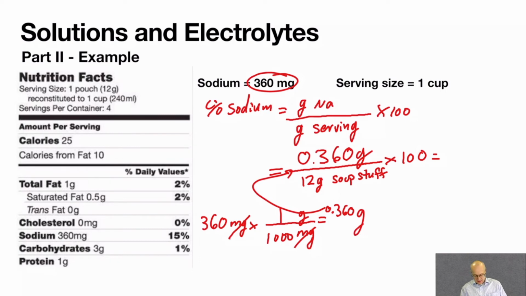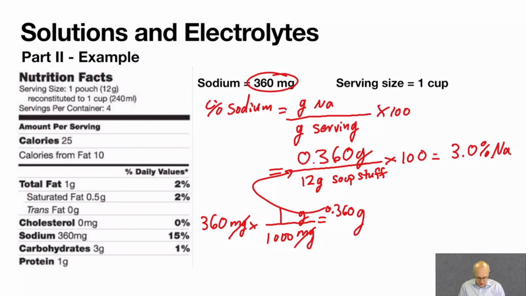Get out your handy dandy calculator. 0.36 divided by 12 equals, multiplied by 100 equals 3%. That's the percentage of sodium in our food product, and that's just by reading the nutritional label. So this particular cup of soup, the pouch, contains 3% sodium. And that's how you calculate the percent of sodium in a food product.